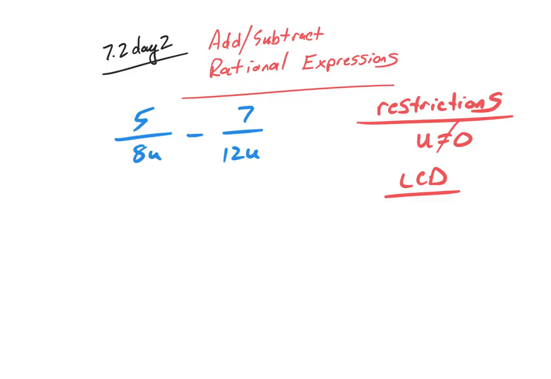And so if I start thinking of things that 8 and 12 go into, what are some things that 8 goes into? Well, we could do 8, 16, 24, and then 12 goes into 24. So 24 would be that least common denominator.